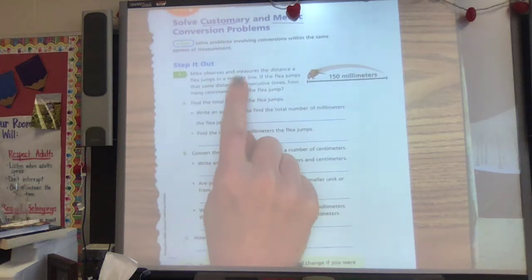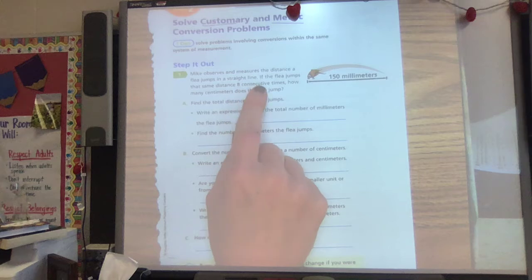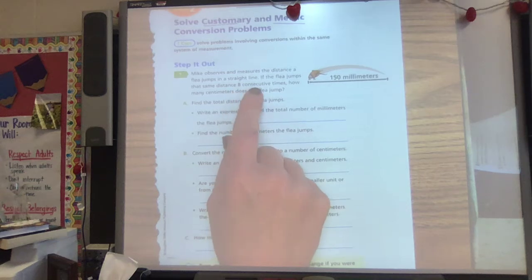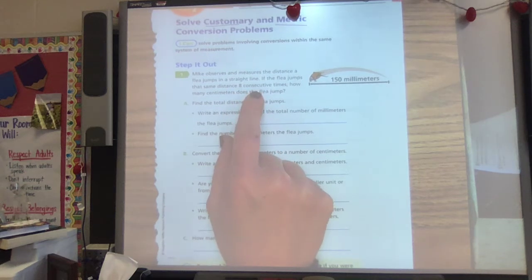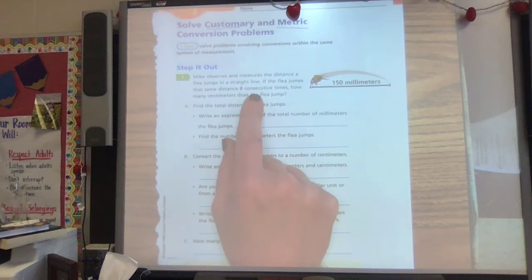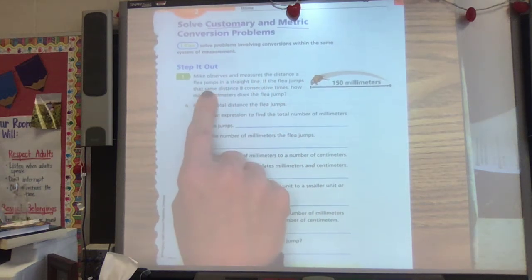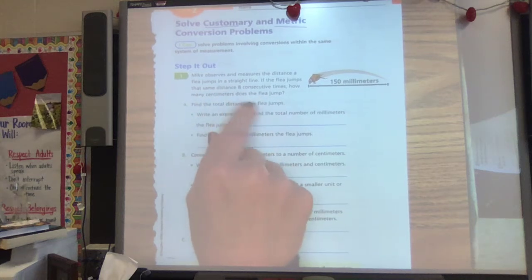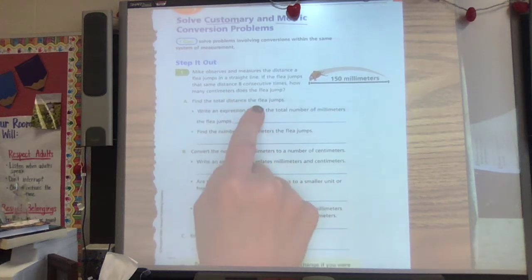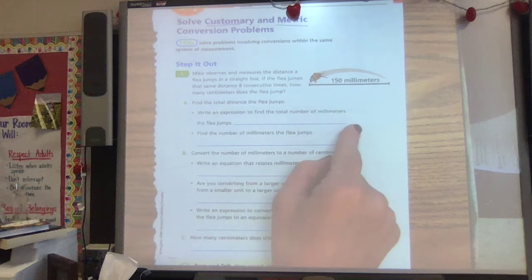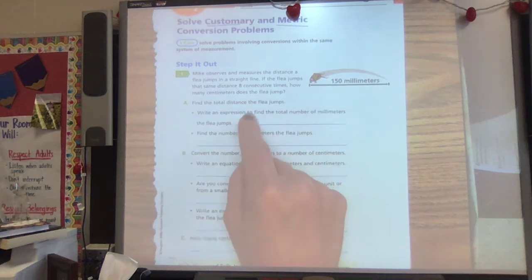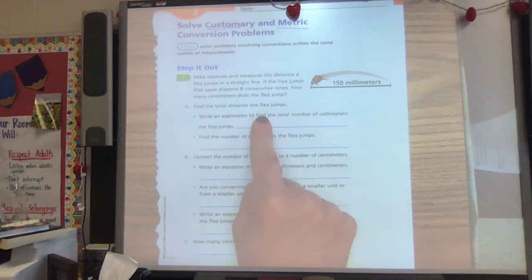So, number one, Mike observes and measures the distance a flea jumps in a straight line. Mike must be very bored if he is measuring flea jumps. If the flea jumps the same distance 8 times, how many centimeters does he jump? Okay, so we're not just converting, we're also solving some problems. So let's break this down. First, find the total distance it jumps.